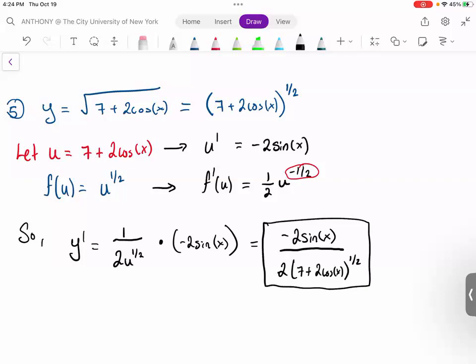Any questions so far? Say it again. Oh, yes, you can rewrite it back as square root of 7 plus 2 cosine of x. But you can leave the fractional exponent for now. That's fine. On the MyLab homework, or on the exam, you could leave it raised to the 1/2, or you could write it using a radical, like the square root. Okay. Questions so far?